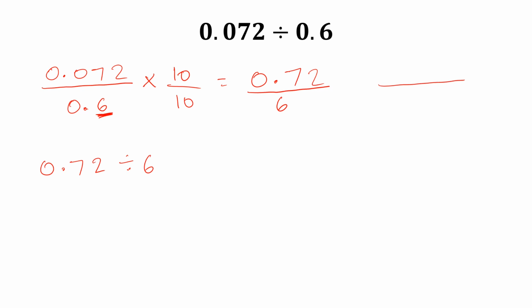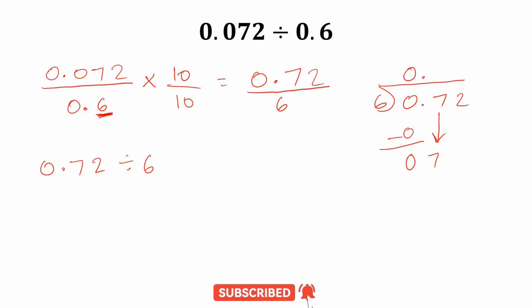We can now divide. Our divisor is 6, which is our whole number, and our dividend is still a decimal. So let's divide. So 6 into 0, we can't. We put our 0, put back our decimal point. Then we multiply 6 times 0, we'll get 0. And if we subtract 0 from 0, we'll be left with 0. Now we can carry down our 7.